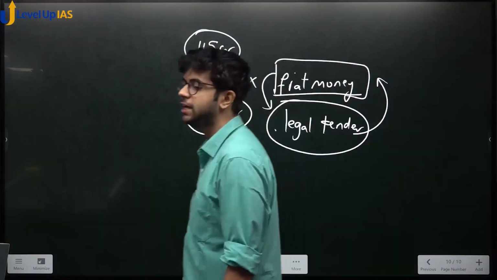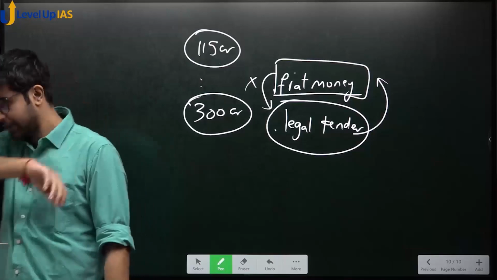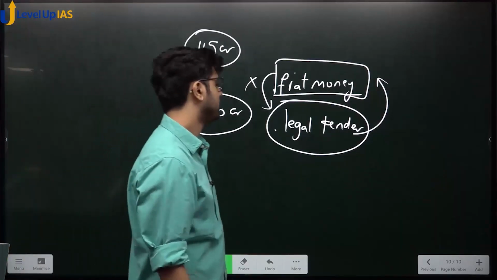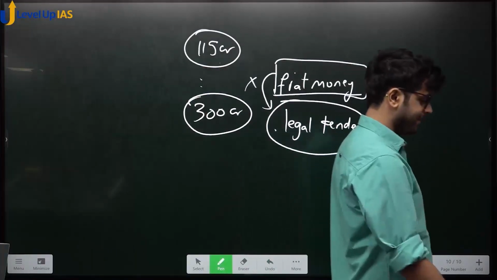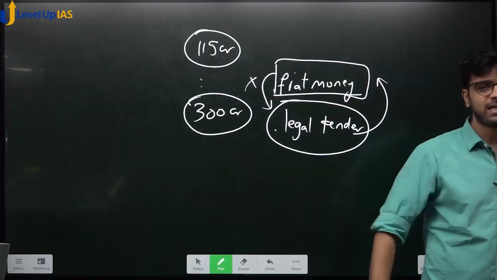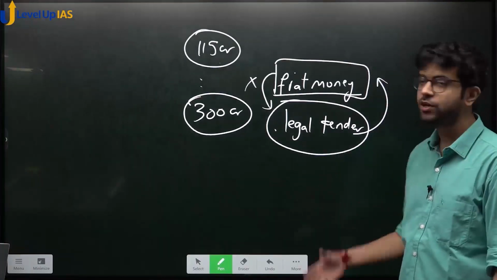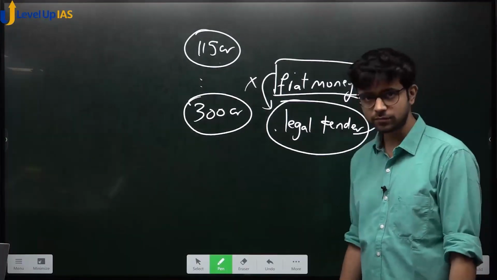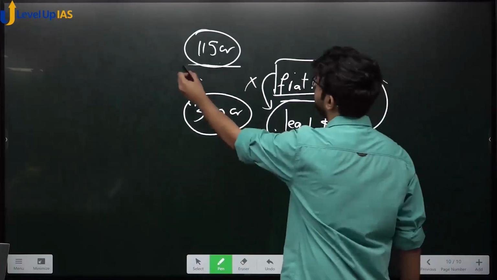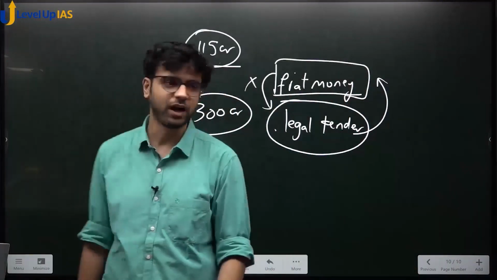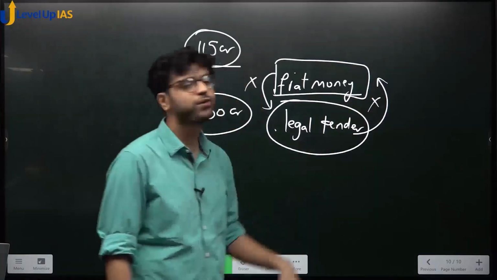Is all legal tender money fiat money? So what is legal tender money? You can say in India legal tender are the currency notes and coins. So now think, are they fiat money or not? Not all. Up to 115 crores they are not fiat money because they are backed by reserves. More than 115 crores they are fiat money. So all legal tender money is also not fiat money.